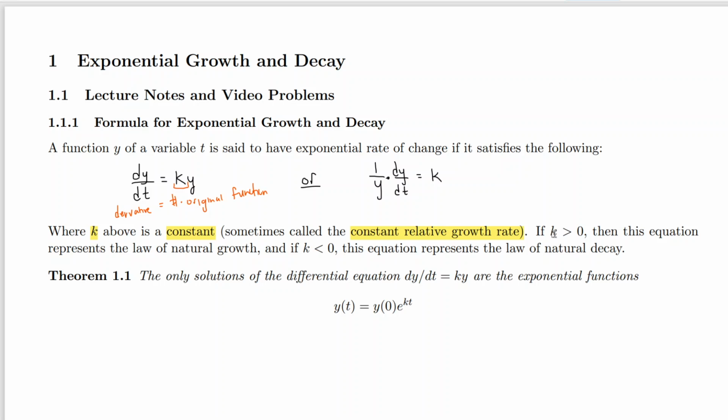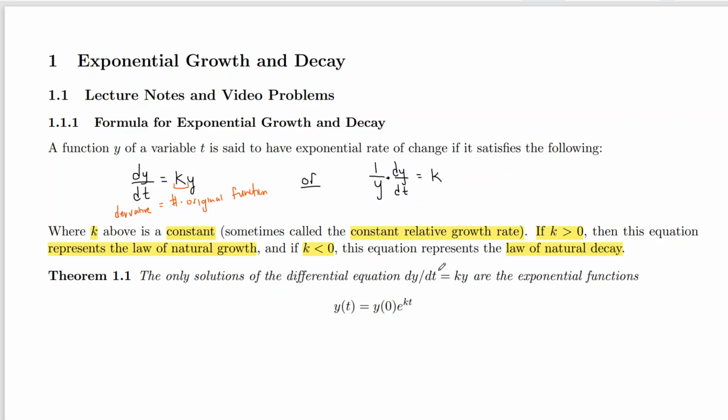But another couple other things of terminology. If k is positive, so if k is greater than 0, then what's happening is your exponential function is growing. So this is the law of natural growth. And if k is negative, this is the law of natural decay. But the point is they're going to be the same exact formula, and whether k is positive or negative will give you everything you need to know.